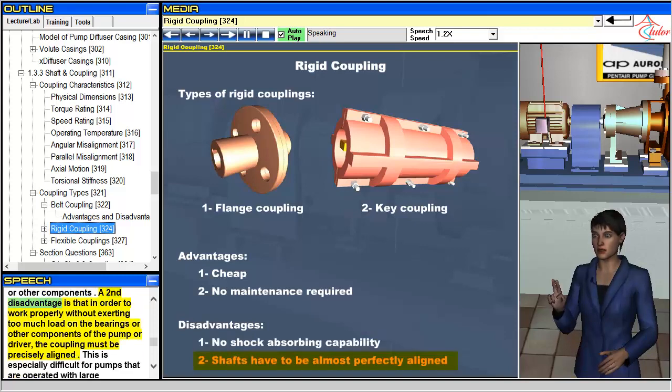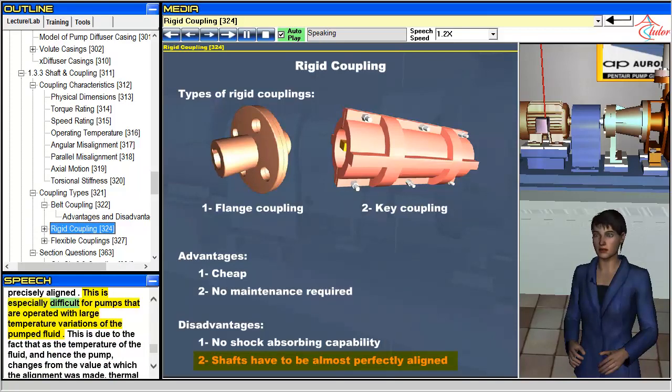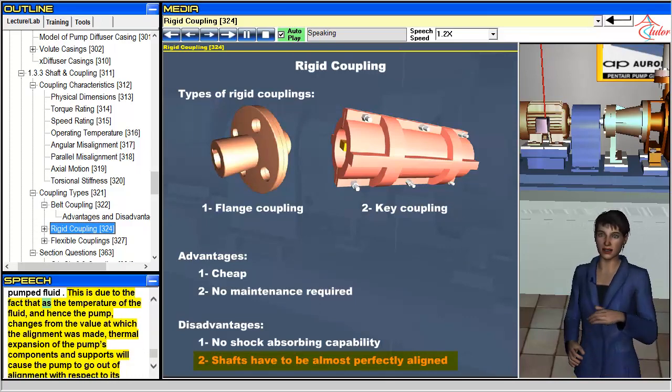A second disadvantage is that in order to work properly without exerting too much load on the bearings or other components of the pump or driver, the coupling must be precisely aligned. This is especially difficult for pumps that are operated with large temperature variations of the pumped fluid. This is due to the fact that as the temperature of the fluid, and hence the pump, changes from the value at which the alignment was made, thermal expansion of the pump's components and supports will cause the pump to go out of alignment with respect to its driver.